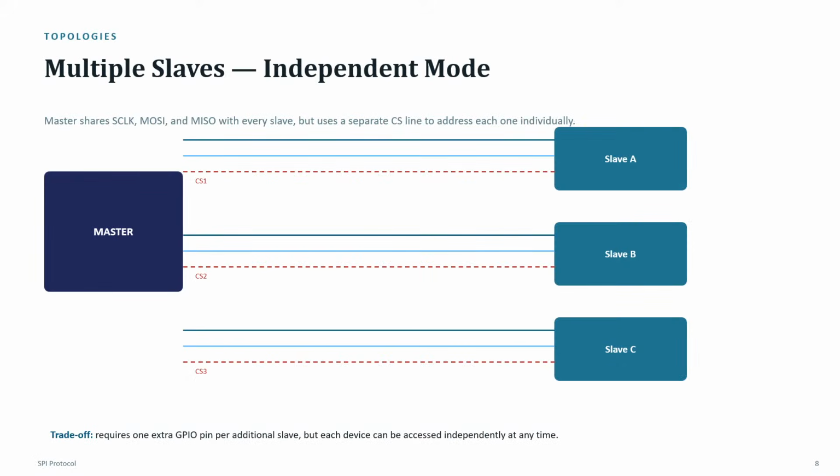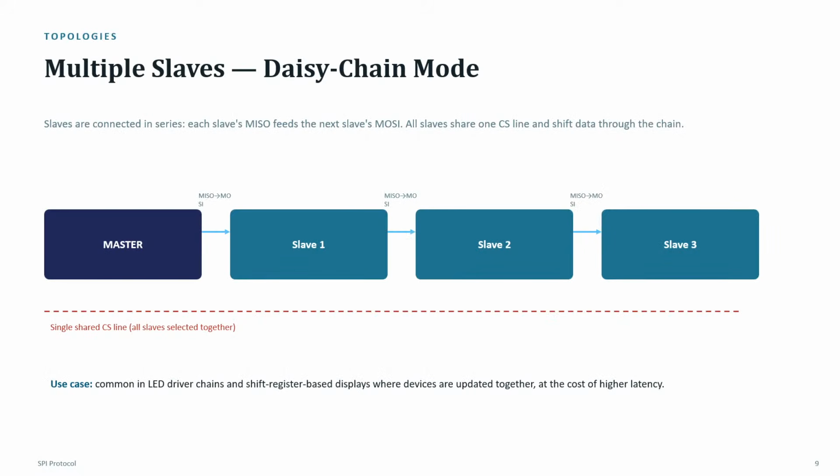And if I'm going to have multiple slaves, I can have chip select as I've already said. And I can have one more configuration which is known as daisy chain configuration, where your master is connected to one slave, and from one slave you're going to connect with another slave, and from slave 2 you're going to have the connection to slave 3.